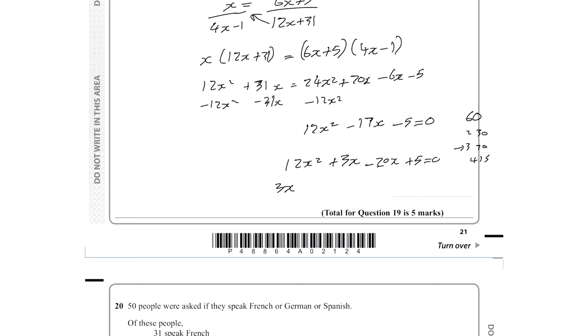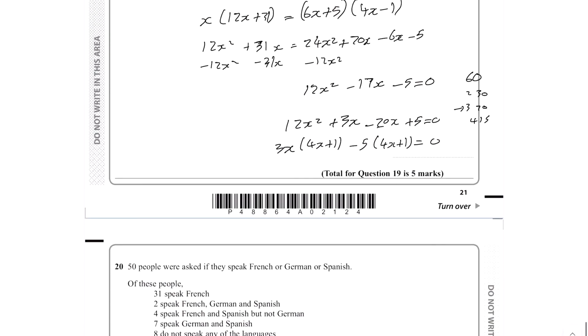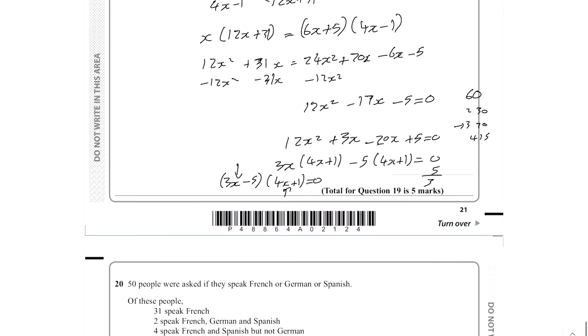And then we can factorize that as 3x bracket 4x plus 1 minus 5 bracket 4x plus 1 is equal to 0. And then we are trying to find x. X must be positive, so our answer, if I collect the terms here, that's 3x minus 5 and then 4x plus 1 is equal to 0. So our answer must be this value here, which is 5 over 3, because this value here is going to be a negative 1 over 4, and x can't be negative because it's a length.